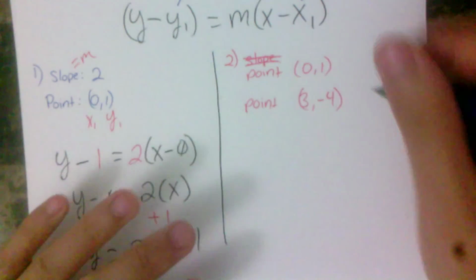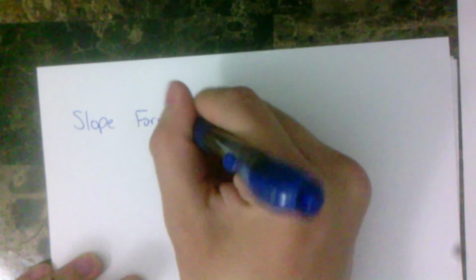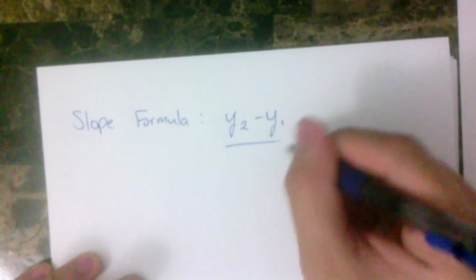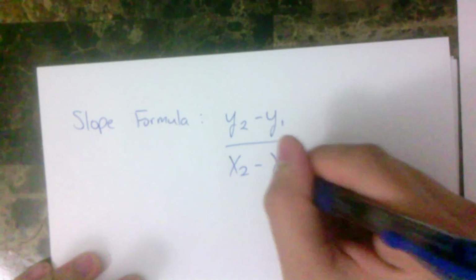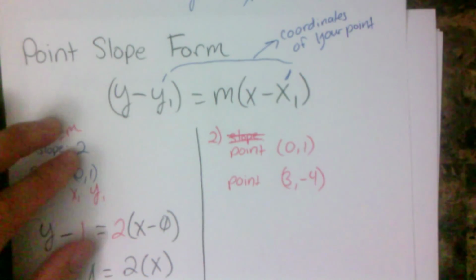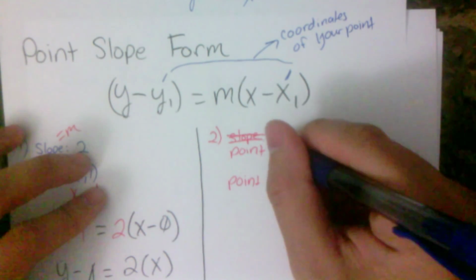So slope formula, I'm going to go ahead and write it on a separate sheet of paper. Slope formula is y2 minus y1 all over x2 minus x1. Okay? So given our problem, (0, 1) and (3, -4), you have to remember that you name one of them. Let's call this point 1.